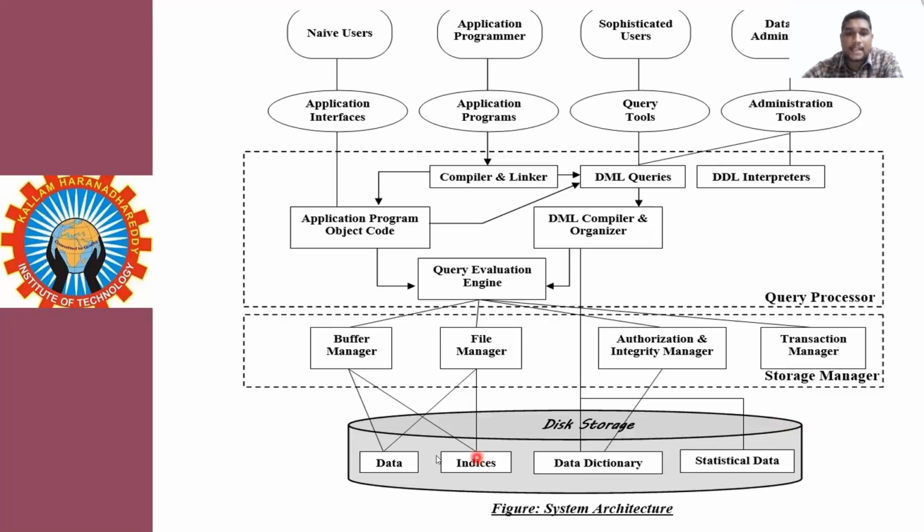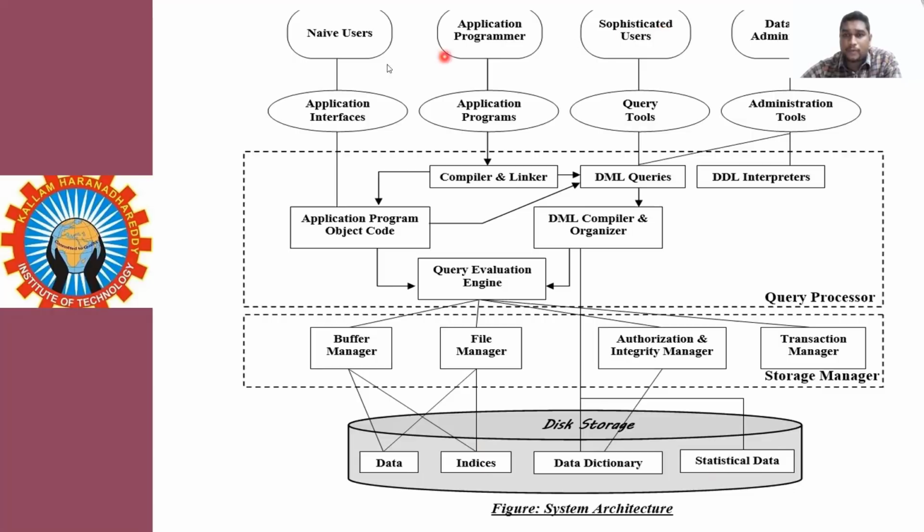Okay, clear. And the last one is disk storage, called the internal level, which consists of data, no instructions, but indices, indexing, and data dictionary as you discussed. And the last one is statistical data. Clear?